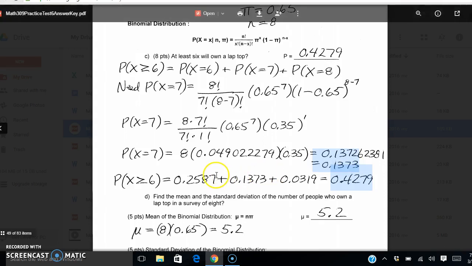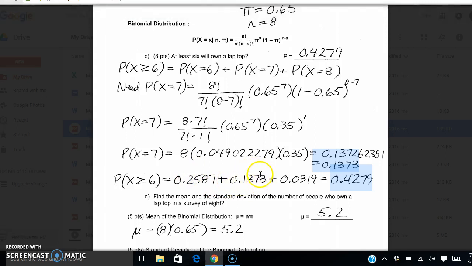So now the probability that at least 6 will own a laptop is the probability that 6 own a laptop. We got that from A. The probability that 7 will own a laptop, that's what we just calculated, plus the probability that 8 will own a laptop, and that's from section B. We add those together and we get a probability of 0.4279, and that's your answer for this section.